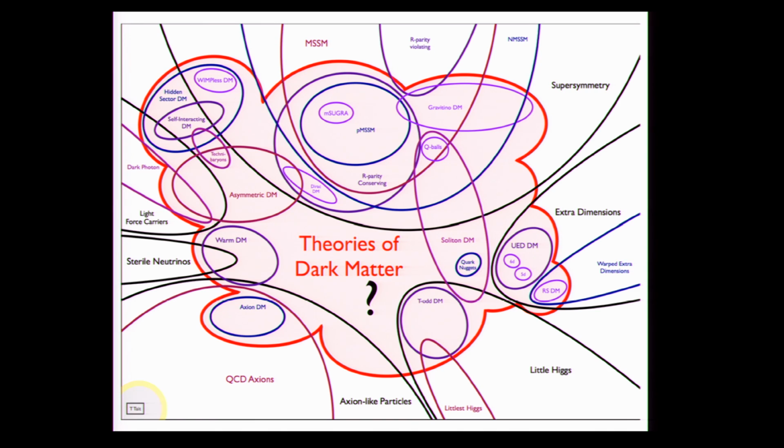This is a slide from Tim Tait, and it's his depiction of the various theories of dark matter. And I think it echoes Bert's point in saying that we really don't know much about it. But of course, we're trying to look for it.